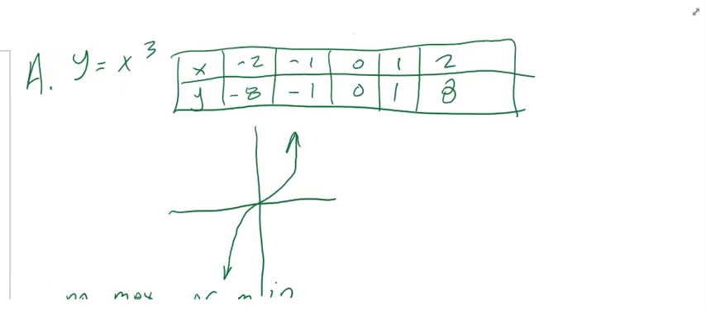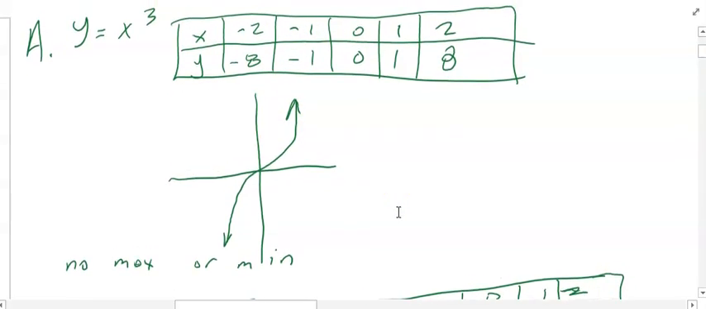Let us sketch the graph of y is equal to x cubed. If you don't remember exactly what the graph looks like, you may make up a table of values. And then, by plotting these points on the graph, you will have a curve that looks just like this. Notice here that the graph keeps on increasing all the way up to positive infinity. It keeps on going down all the way to negative infinity.